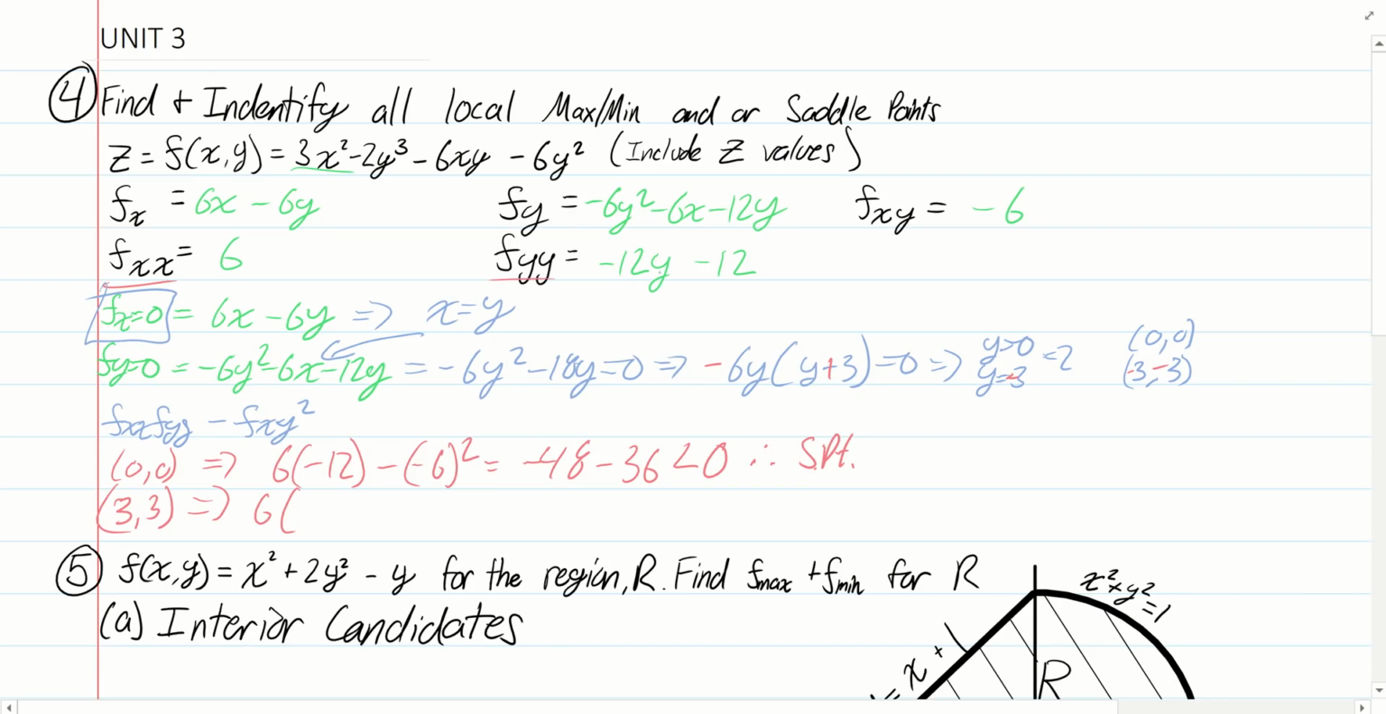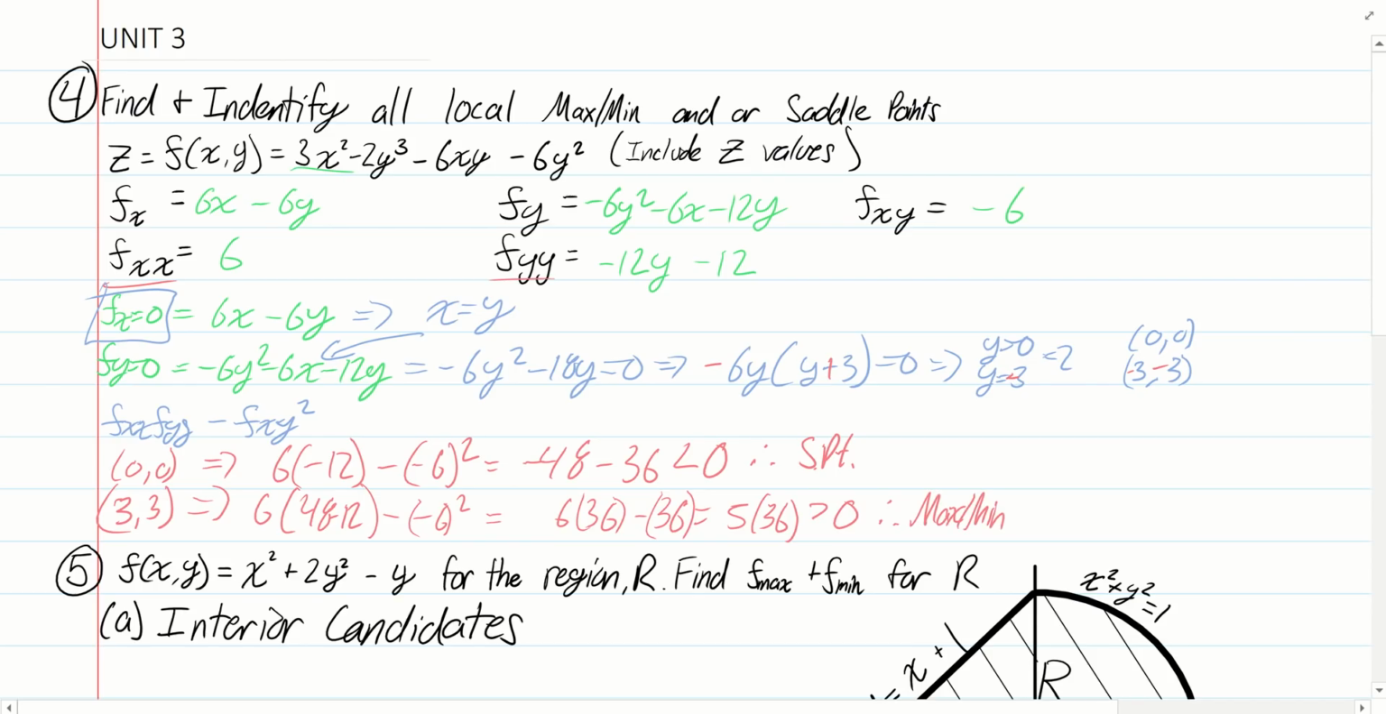And so I plug in negative 3, so then we'll have 6 times 36. Oh, not 36 squared. This is going to be negative 6 squared, which is 36. So 6 times 36 minus 36, which is then 5 times 36, which is greater than 0, therefore max or min.